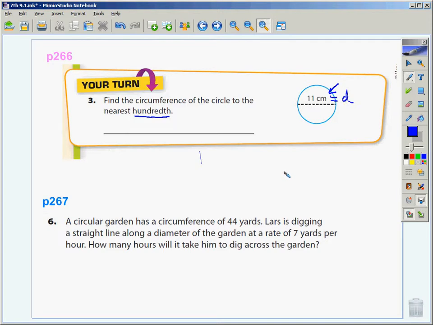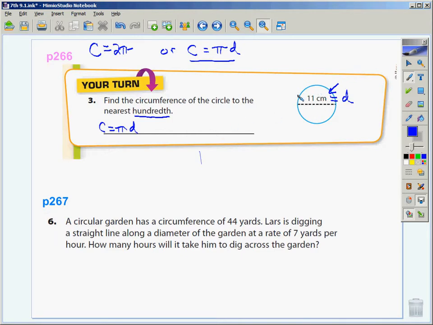Which formula do I want to use then? Do I want to use C equals 2 pi r? Or do I want to use C equals pi d? I want to use pi d because they gave me a diameter for this problem. Okay? They did not tell me which to use, 3.14 or 22/7.